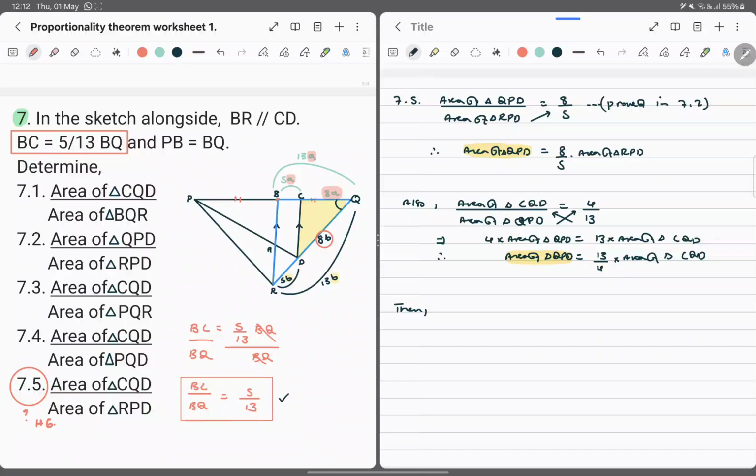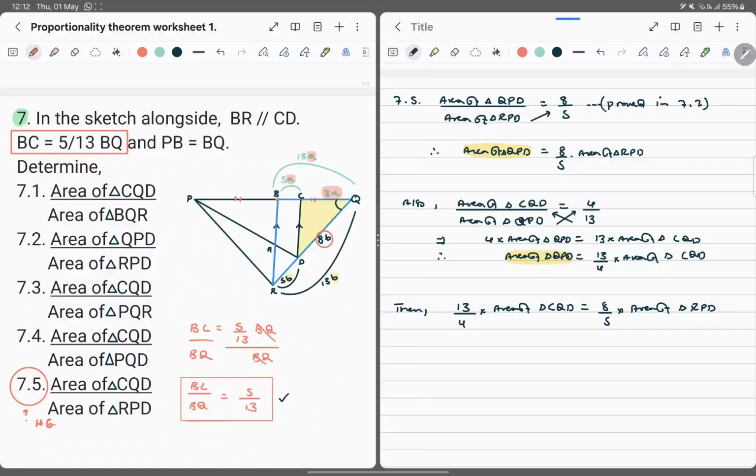So we know that therefore 13 over 4 times the area of triangle CQD must be equal to 8 over 5 times the area of triangle RPD. Can you see? Nice and easy, because they all spell out the area of triangle QPD, although it didn't really get written the same way, so that the student doesn't see the magic here.